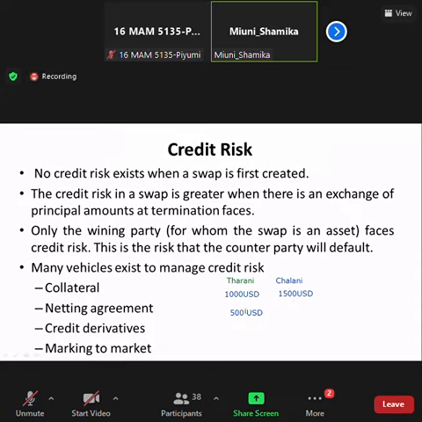Chalani needs to pay 1500. So you can net. Simply Chalani needs to pay 500 USD to Tharani. So instead of paying separately, they can net these two values, right? So Chalani will say, here Tharani, you are supposed to pay me 500 USD. So we will net these two values. So this happens in international trade, like in international financing, where the countries take loans. So when one country takes a loan from the other country, it might go like this as well.